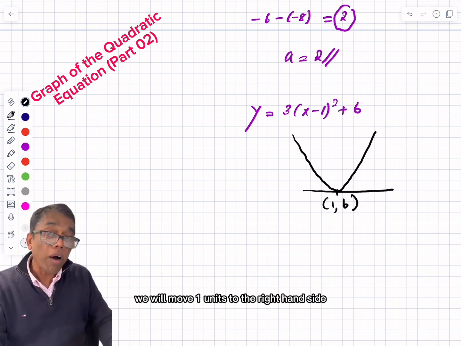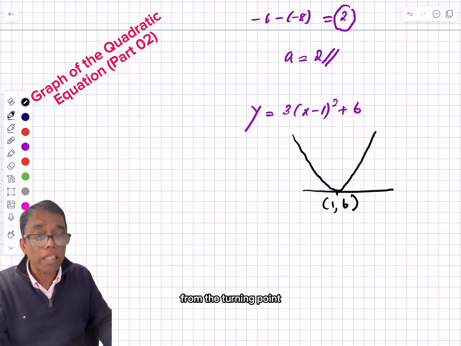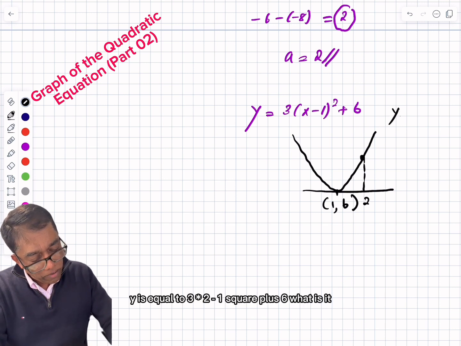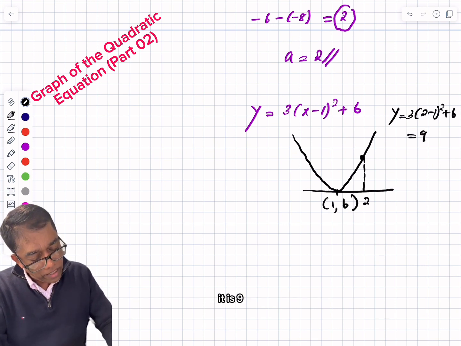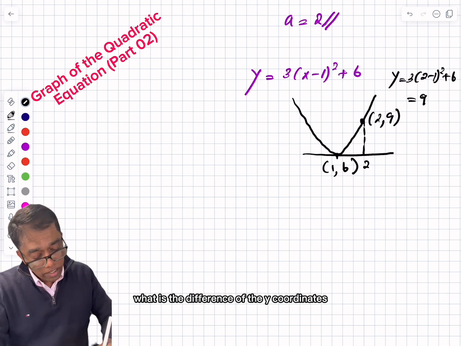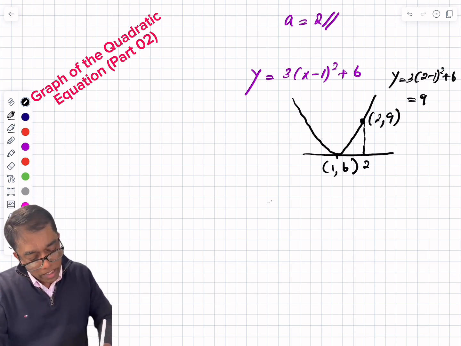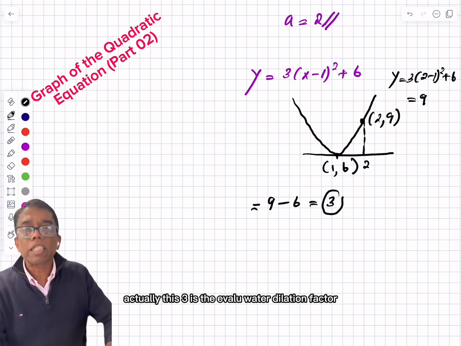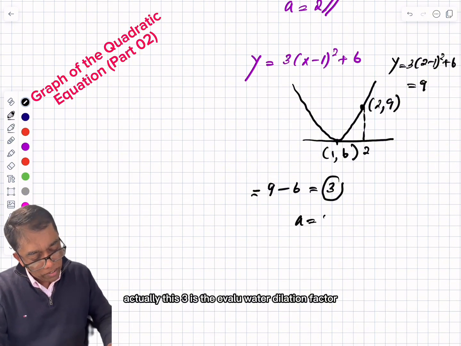We will move 1 unit to the right-hand side from the turning point. When x is equal to 1 here, then x is equal to 2. What is the y coordinate? y is equal to 3 times 2 minus 1 squared plus 6. What is it? It is 9. When x is equal to 2, the y coordinate is 9. What is the difference of the y coordinates? 9 minus 6. What is it? It is 3. Actually, this 3 is the a value or the dilation factor.